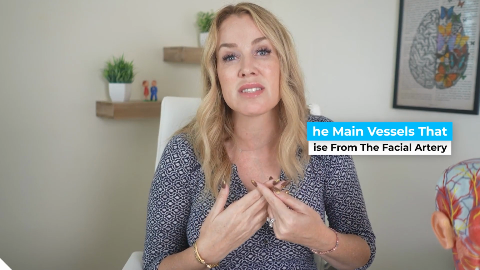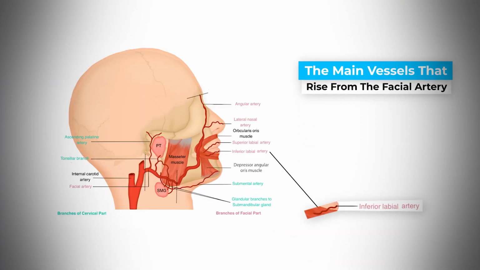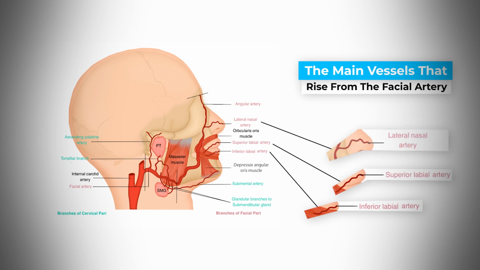The main vessels that arise from the facial artery are the inferior labial artery, superior labial artery, lateral nasal branch to the nasalis, and the angular artery. I'll show you here. Here's the facial artery, and then the inferior labial artery would come down here, and then we have the superior labial artery here. Then it turns into the angular artery, and then we have the lateral nasal branch.